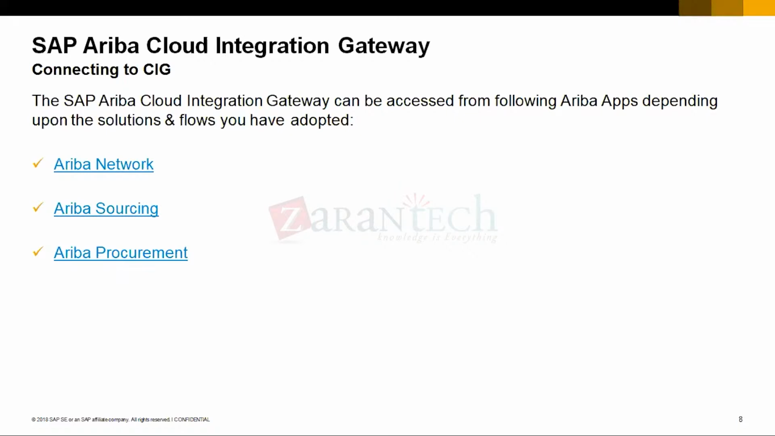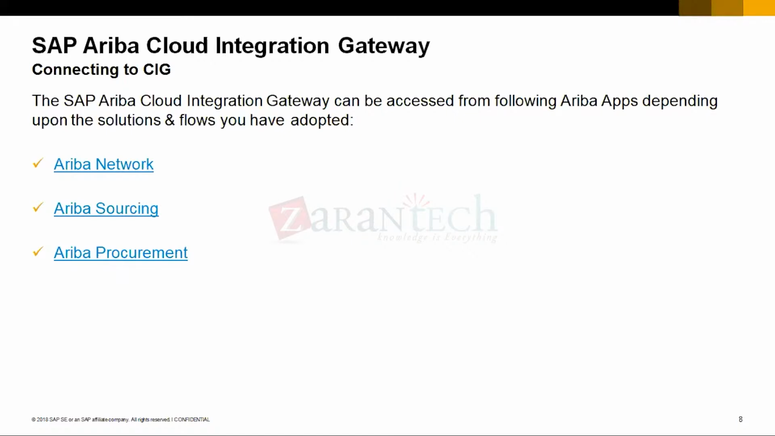For example, you're working on a commerce automation or supply chain collaboration implementation. Definitely in that case, the sourcing and procurement part will not come into the picture, right? So in that case, we have to enable the CIG only on the Ariba network. Or let's say your customer is implementing the Ariba strategic sourcing suite. They don't have the Ariba buying and invoicing solution. So in that case, you will have two options to enable the CIG. Either you can do it on the Ariba network, or you can do it on Ariba sourcing as well.